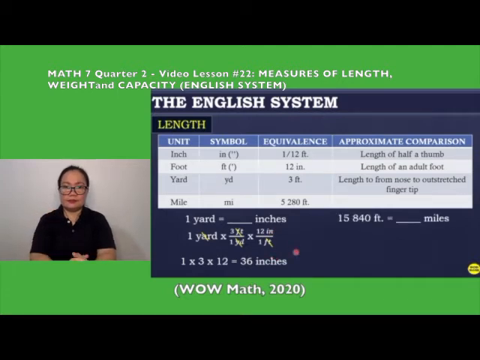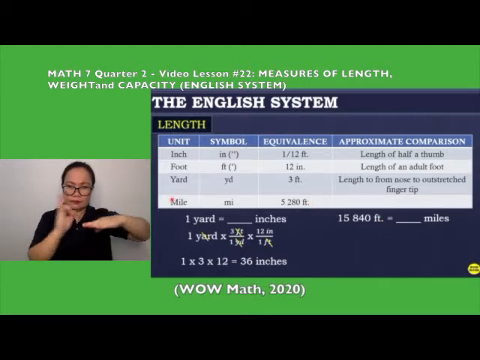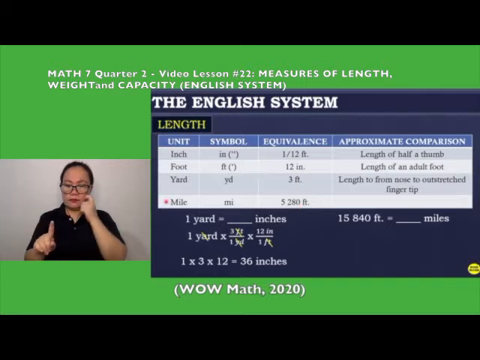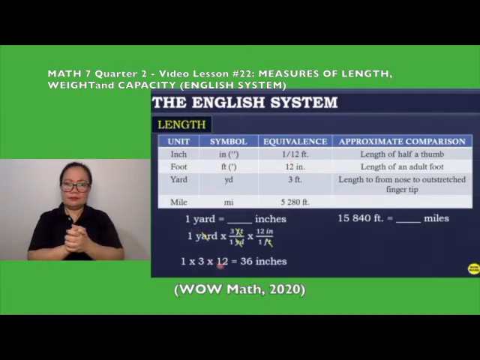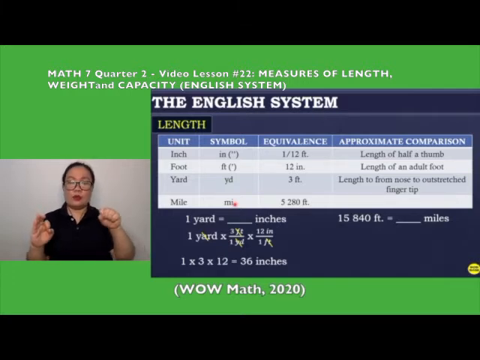Next, let's have another. So, I have here 15,840 feet. Okay? How many miles do we have in 15,840 feet? Okay, so ang conversion natin this time is feet to miles. So, from right to left. So, dun agad makikita nyo, division ito. Kasi kanina, yard to feet, feet to inches, nag-multiply tayo. Now, this time, since feet to miles siya, right to left, division ito. Okay, minsan yun ang mga tandaan natin para hindi tayo malito mag-convert.